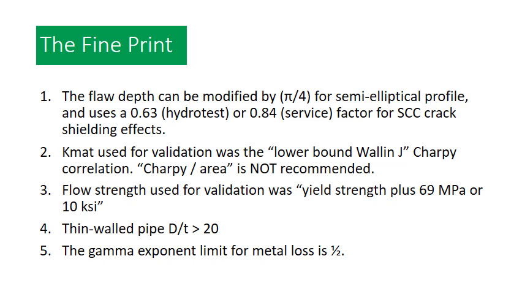It's for thin wall pipe simply because the derivation is essentially a flat plate solution. So I require that D over T is over about 20. And you'll see from videos 1 and 2, if you've seen those, that the gamma exponent limit for the metal loss or the corrosion flaws is 1/2. Now there is a theoretical reason for that, but to understand it, you would have to dig through my ASME journal paper.